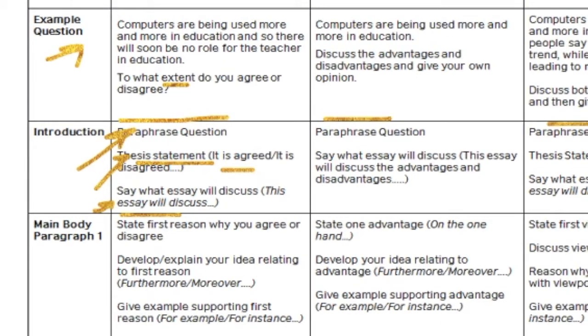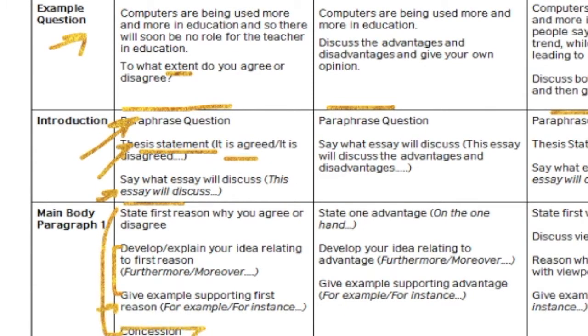Then in the main body, you will talk about the first reason of agreement or disagreement. Then you'll present supporting ideas, you'll develop your ideas and you'll give example. You'll end up with the small summary of the entire point 1.